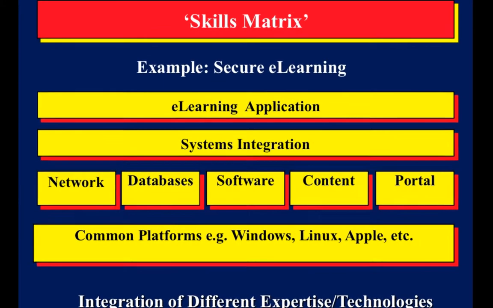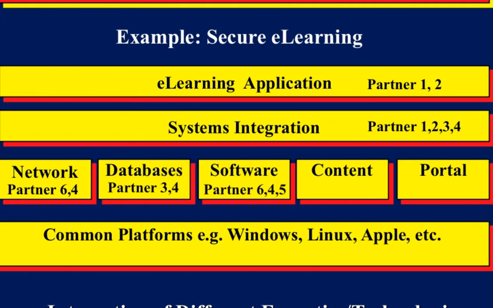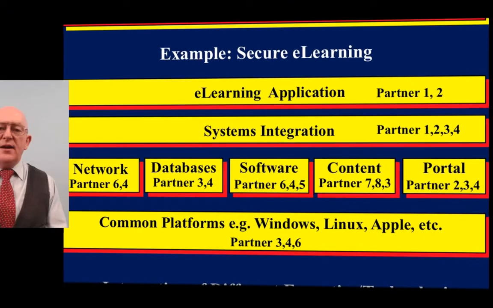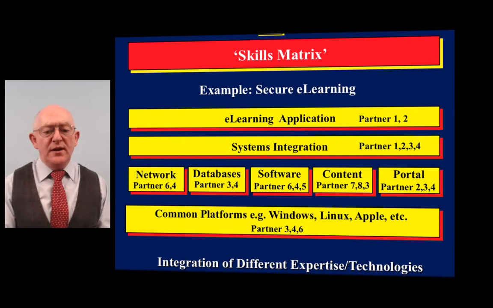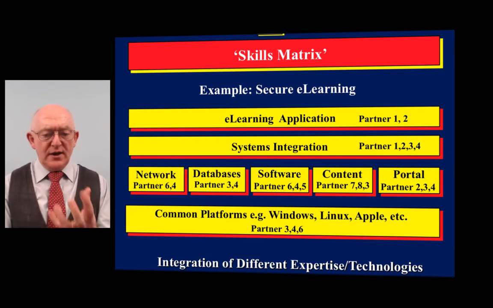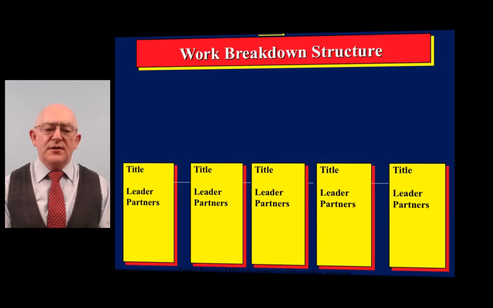So that's called a skills matrix. And then you say, the reason we have partner 1 and 2 is we need them for the e-learning platform. For the integration, we need partners 1, 2, 3, and 4, and so on. So we can now link the role of the partners to the different parts of the scientific work. So again, this is a key starting point. Now, this is just an example. Different people use different ways of explaining it. But if I'm reading a proposal, I can clearly see what each partner is doing in the project.